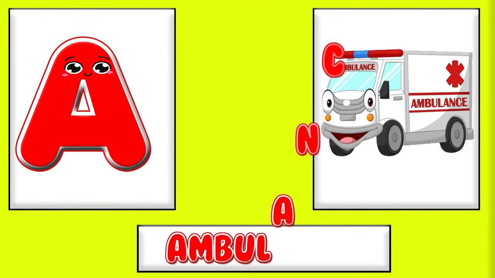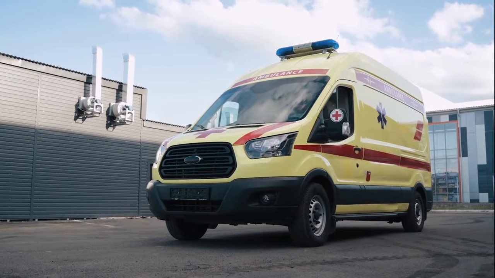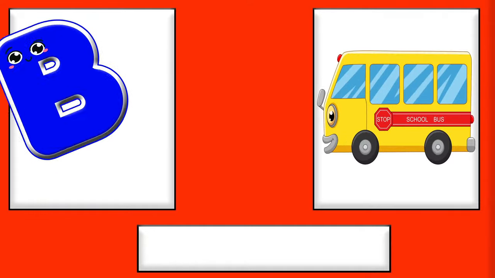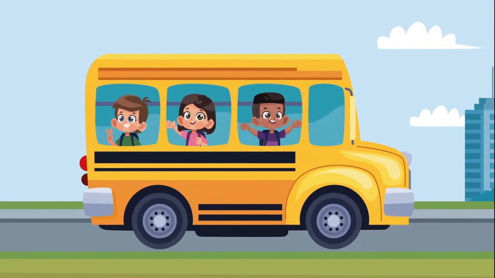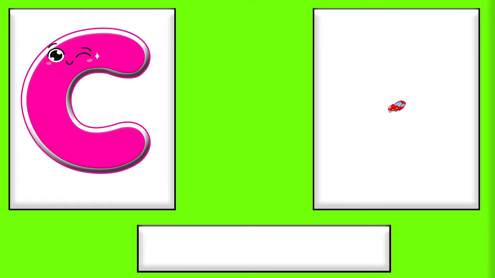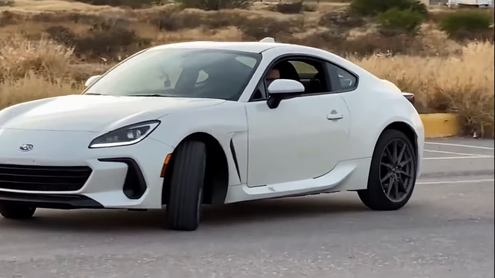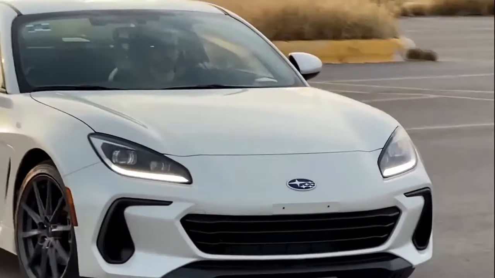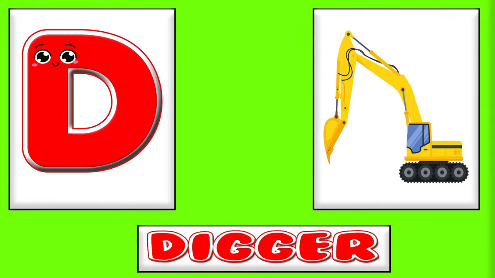A is for ambulance. A, a, ambulance. B is for bus. B, b, bus. C is for car. C, c, car. D is for digger. D is for digger.